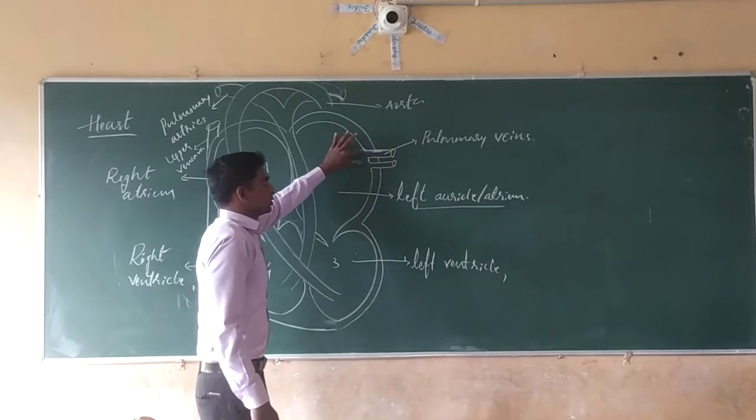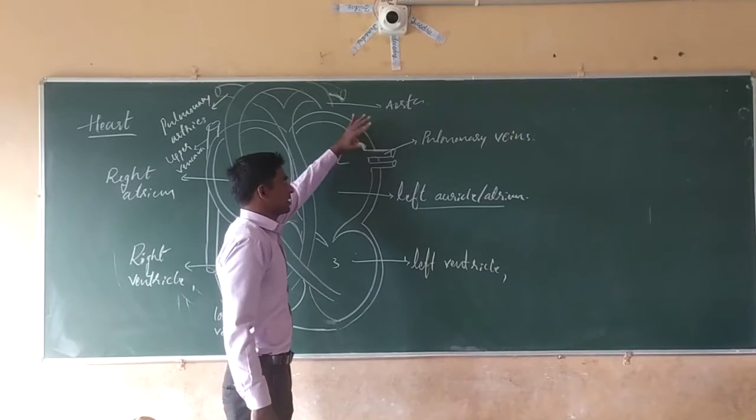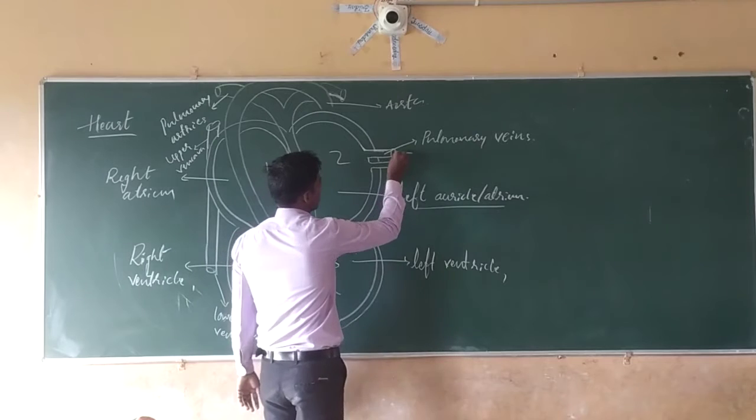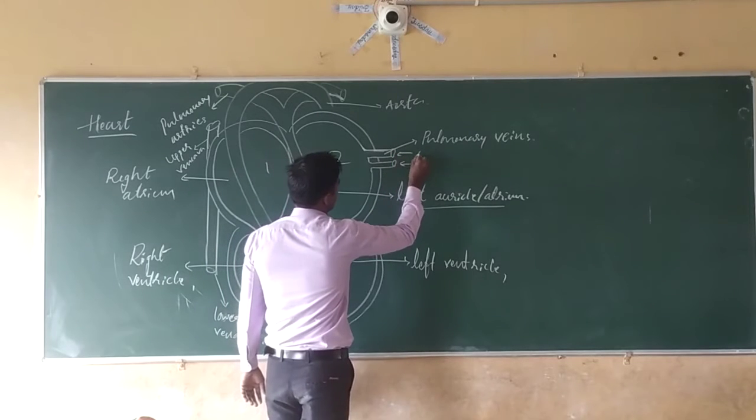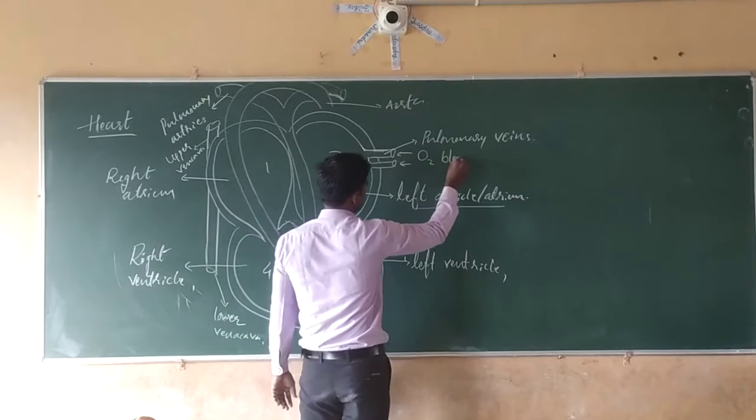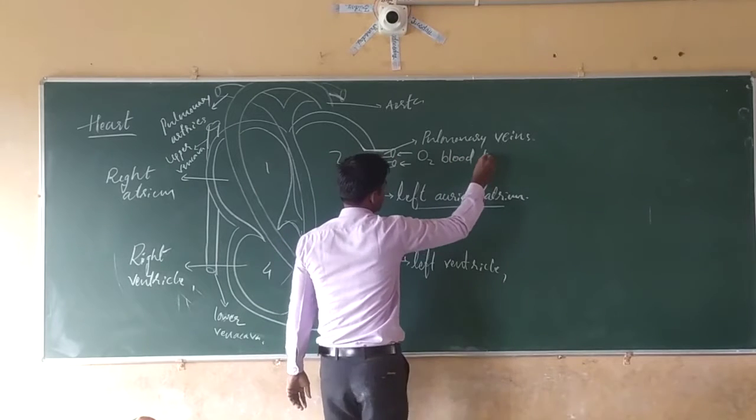And next, two blood vessels originate, and they bring the blood, that is oxygen-rich blood, from the lungs.